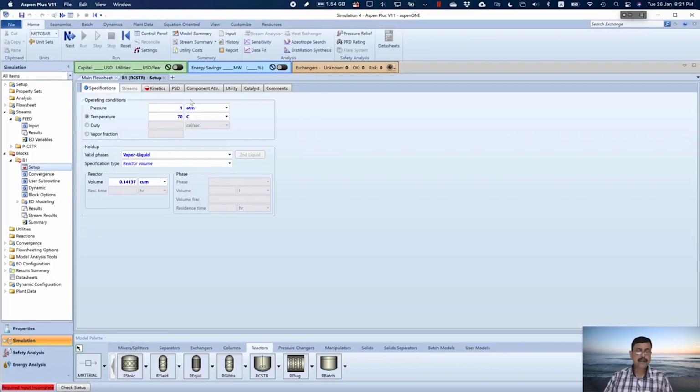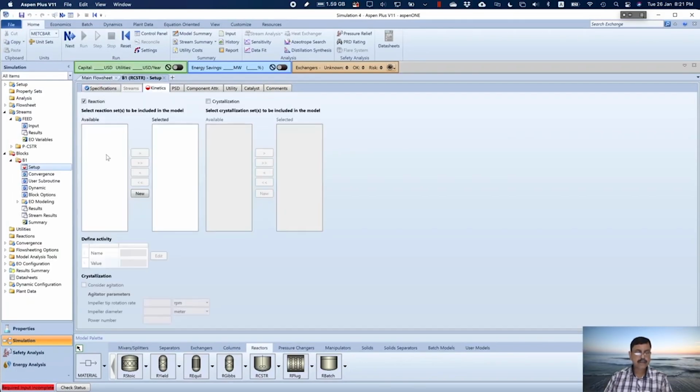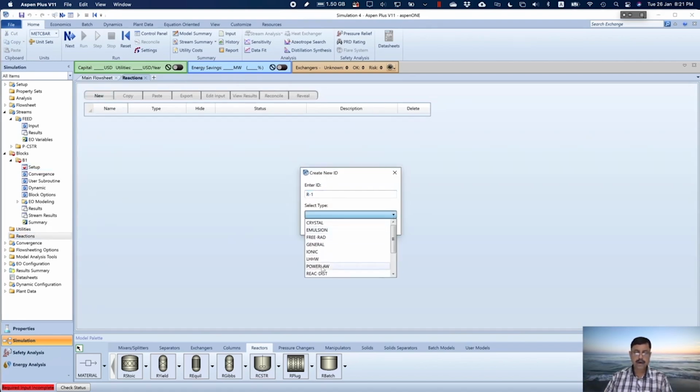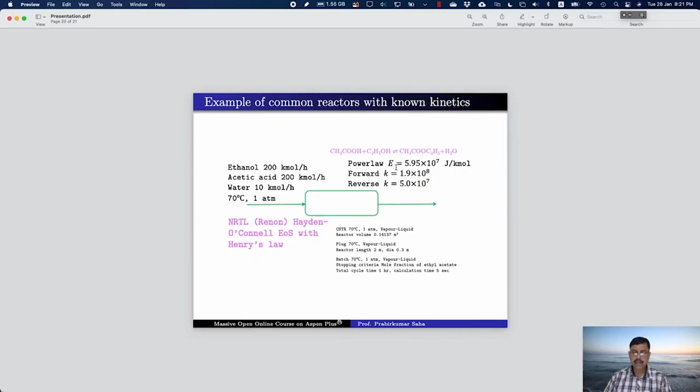Now we have to press the reaction kinetics. We don't have any reaction kinetics available. Now we have to go to the reactions and define a new reaction over here. So reaction ID R1, which is of power law type. So we have a power law equation with this.